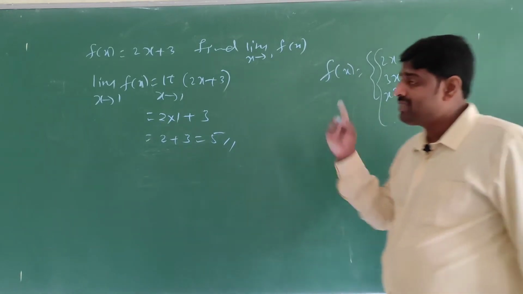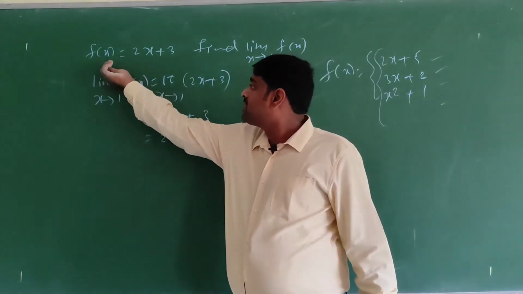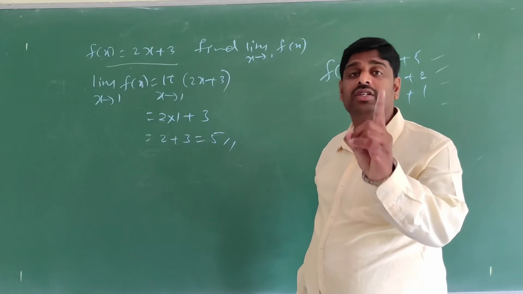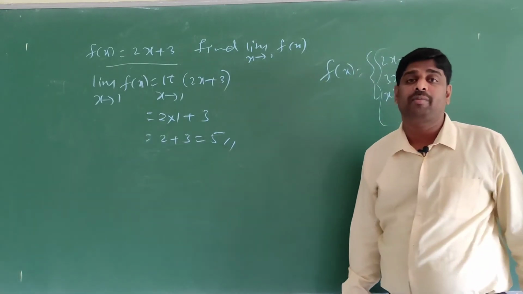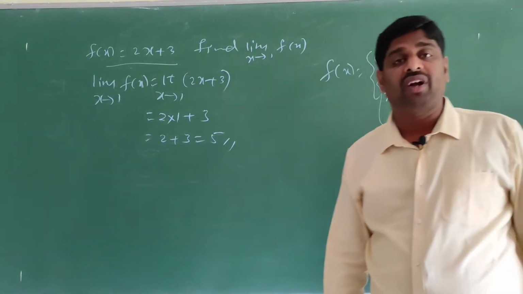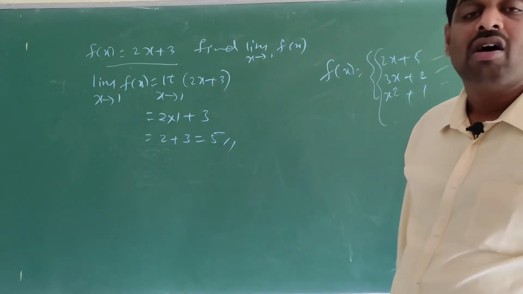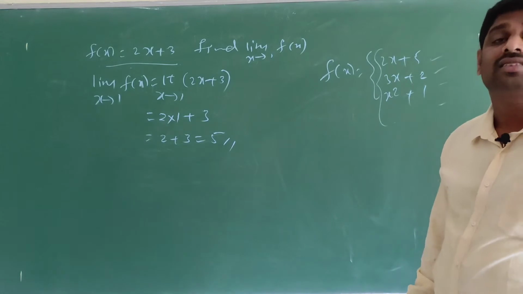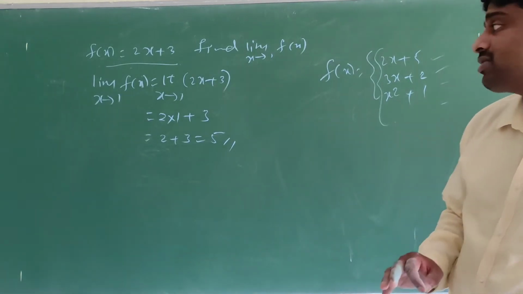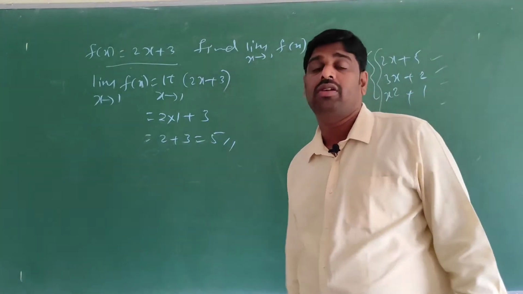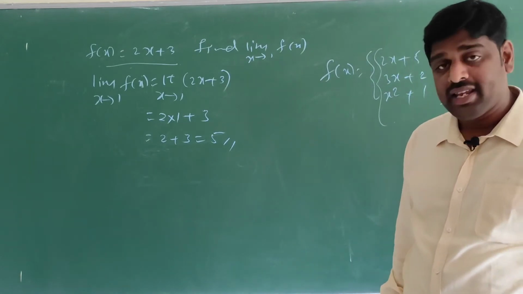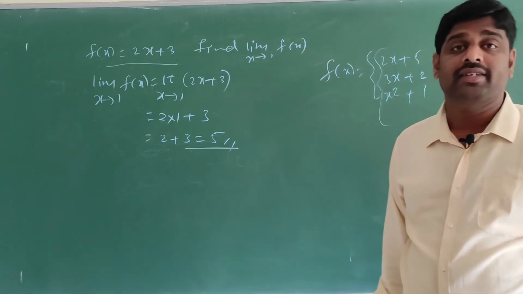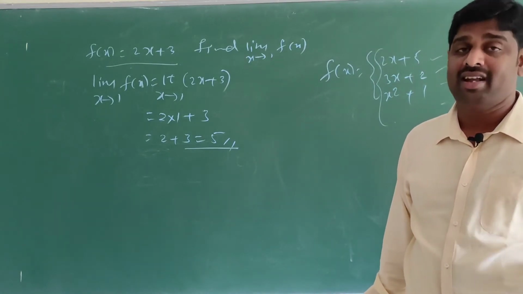Please observe here. The function is given. This is a polynomial function. All polynomial functions should be continuous. Keep that in mind. All greatest integer functions should be discontinuous. Discontinuous means the value will not come. Continuous means we got some value.